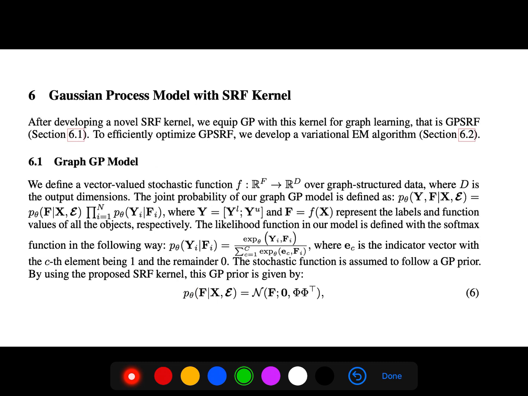We define a vector-valued stochastic process over graph structured data, where D is the output dimension. The joint probability of our graph Gaussian process is defined like this. Y is the label, f is the function values of all objects, and the likelihood function in our model is defined with a softmax function. E sub c is the indicator vector, with the c-th element being 1 and the remainder 0. The stochastic function is assumed to follow a Gaussian process prior. By using the proposed SRF kernel, this Gaussian process prior is this.